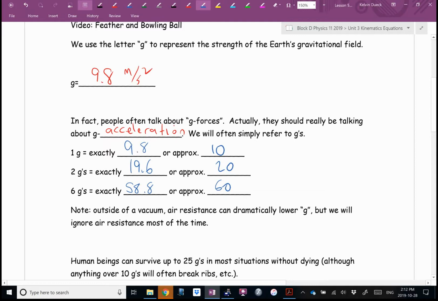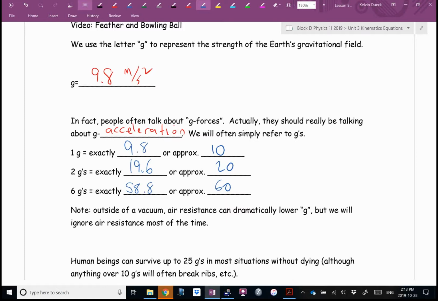Now, if we're outside of a vacuum, and say I drop a piece of paper, it will not accelerate at 9.8 meters per second squared down because air resistance is going to play a massive role. But the vast majority of the time, we're going to ignore air resistance.